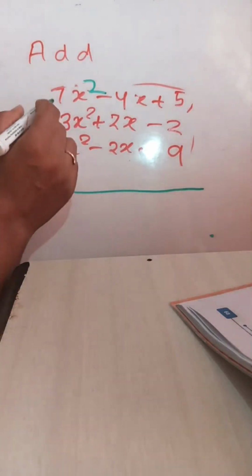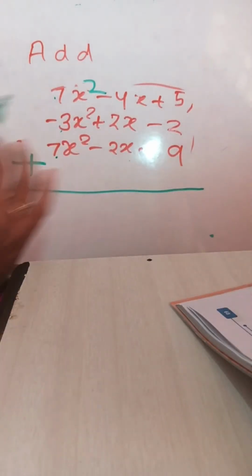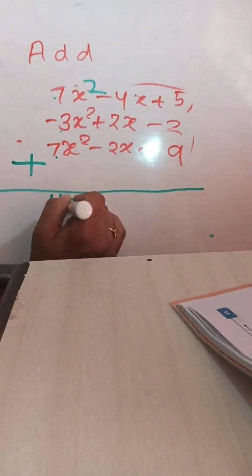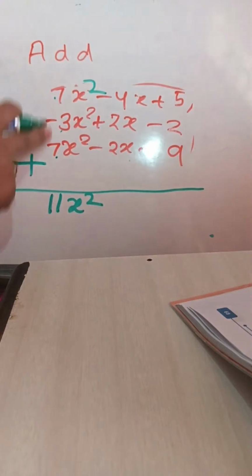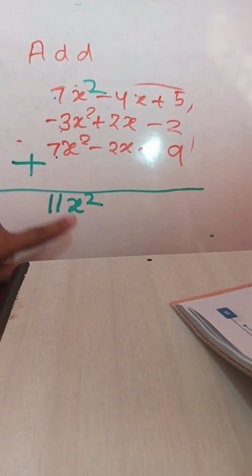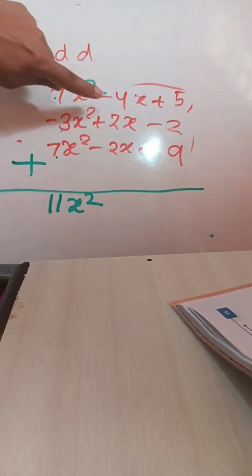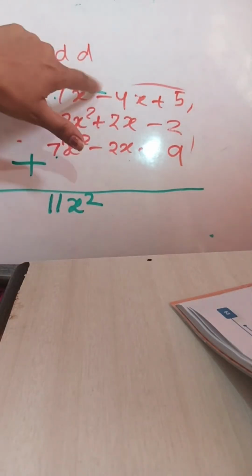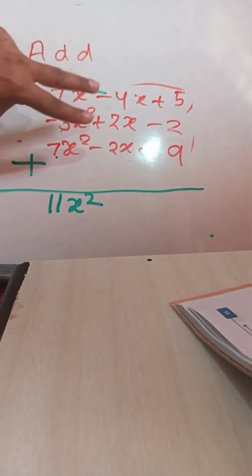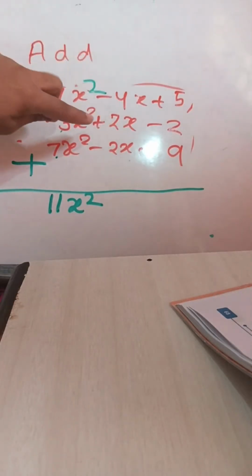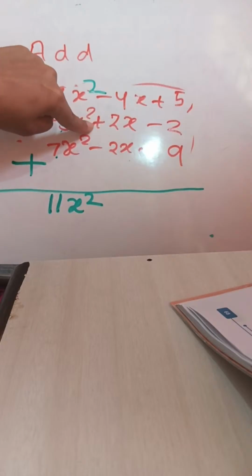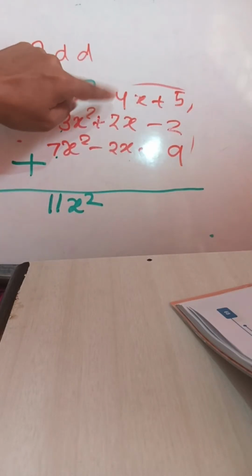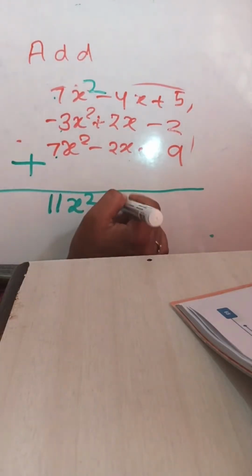Now 7 and 7, 14. 14 minus 3 is 11. Just write down 11. What expression do we have? x square. The first sign is already positive, so we write down only a positive sign here. Now what do we have? Minus 4x. Here we have minus 2x. Minus 4x and minus 2x both are added, 4 plus 2 is 6, so minus 6x. Minus 6x plus 2x is minus 4x. So we have minus 4x.